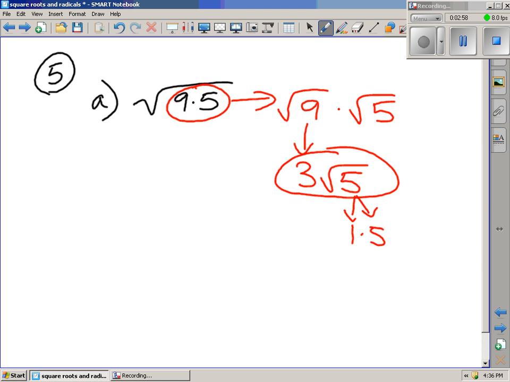And I want you to go ahead and put into your calculator the square root of 9 times 5. And then I want you to put into your calculator 3 times the square root of 5. And both times you'll get 6.7082, etc.